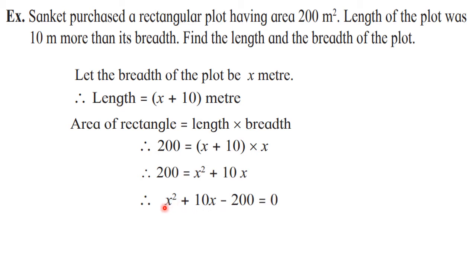So here when we write it properly in descending order, then the highest index is 2. Then we write the term with x, that means with index 1, and finally the constant term. Here x is a variable, and where nothing is written, 1 is present. So 1 is the coefficient of x square, 10 is the coefficient of x, and minus 200 is the constant term. So we can say that the coefficients are 1, 10 and minus 200 for this quadratic equation.